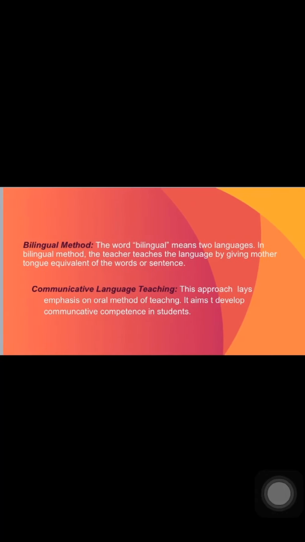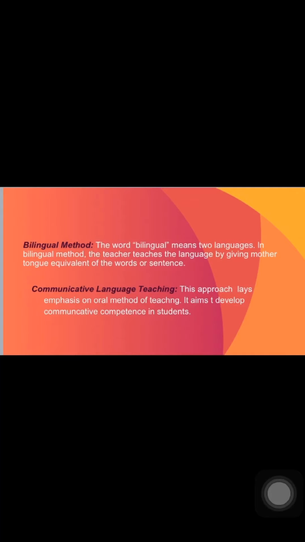The next is the bilingual method. The word bilingual means two languages. In the bilingual method, the teacher teaches the language by giving the mother tongue equivalent of the words or sentences. In this method, a teacher allows the pupils to use two languages. One is the target language to be learned, and the other is the mother tongue, which is used to achieve the target language, which is English or something.